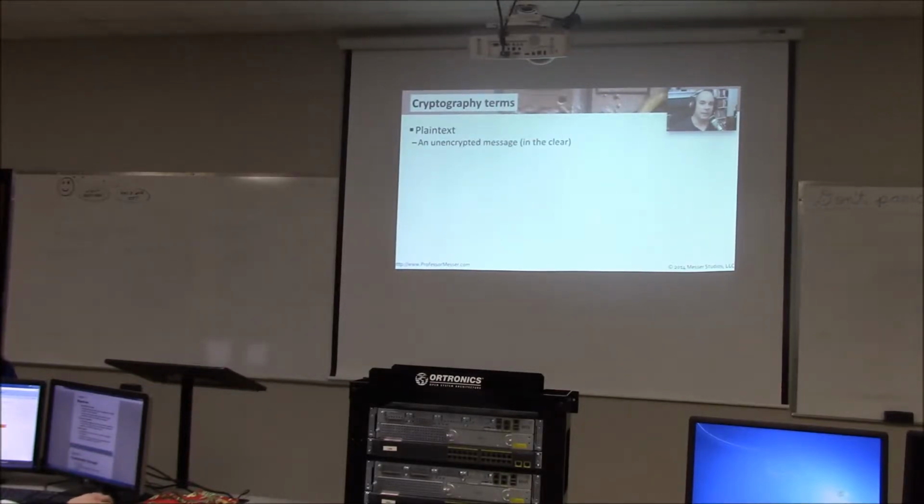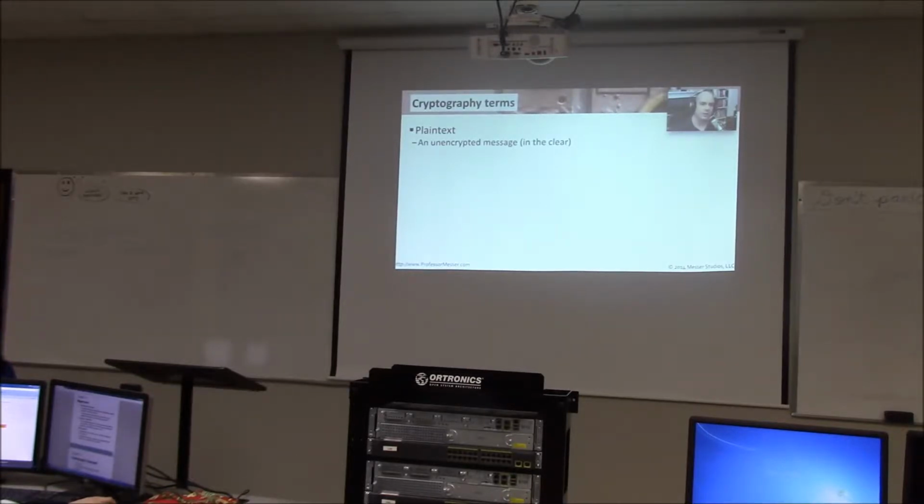There are a number of common terms you'll need to know about cryptography. The first is plain text. Before you encrypt anything, it is plain text, or something that we sometimes will call in the clear. If we were to send this information out over the network, anyone would be able to read it. We haven't done any type of hiding or encrypting of this message.